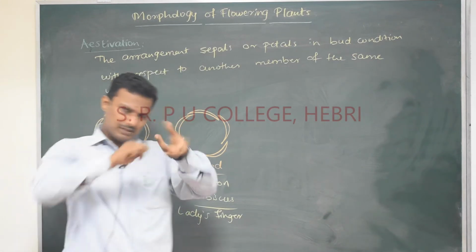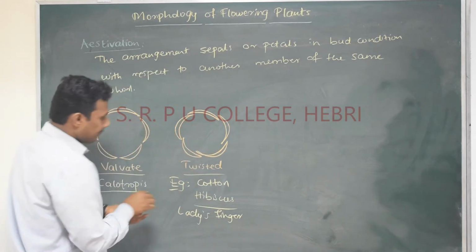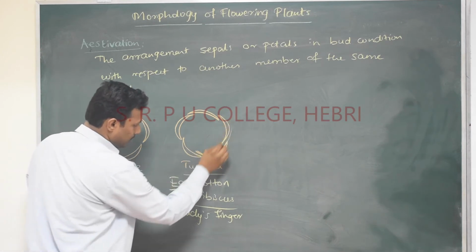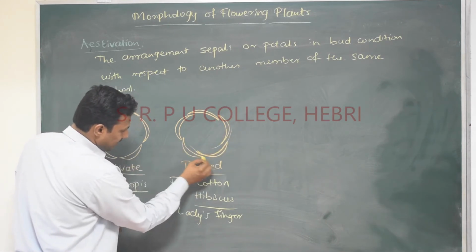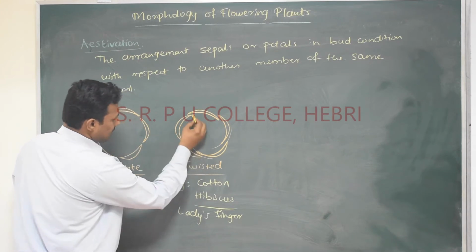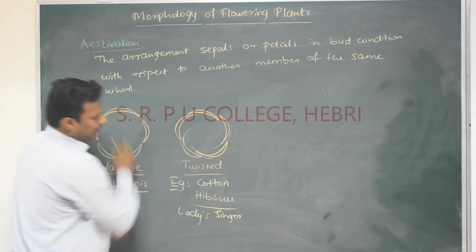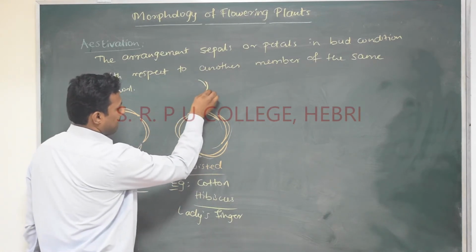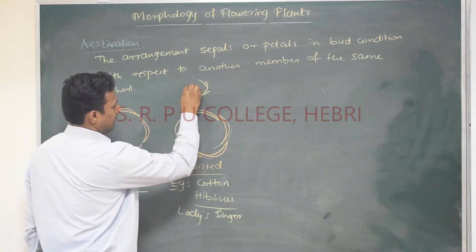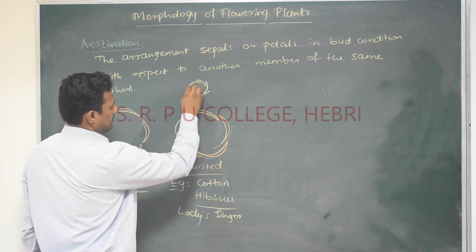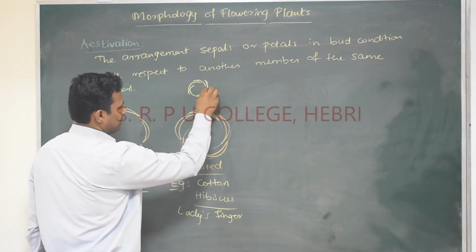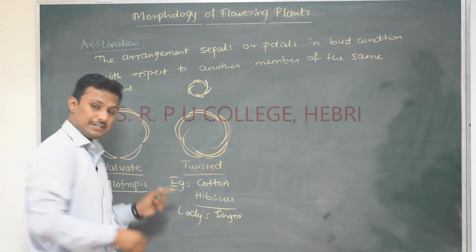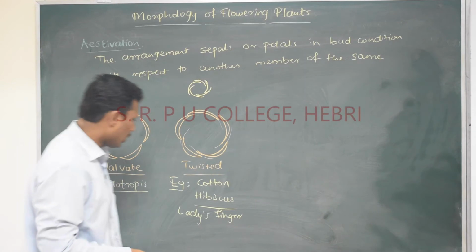Twisted, meaning it looks like it is twisted. And just for your reference, if you keep enlarging this, you will see the twisted aestivation very clearly. Don't do it like this, but I am just showing you. See, it looks completely twisted. See, this is how it looks, twisted. Okay, so this is what is seen in examples such as cotton, hibiscus and lady's finger.